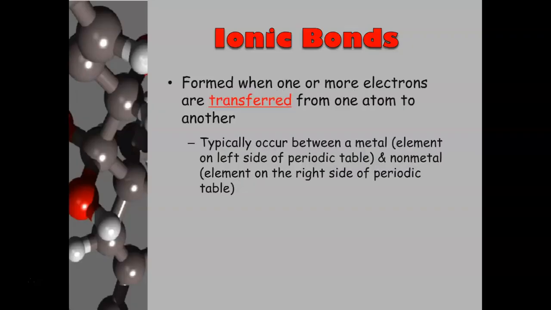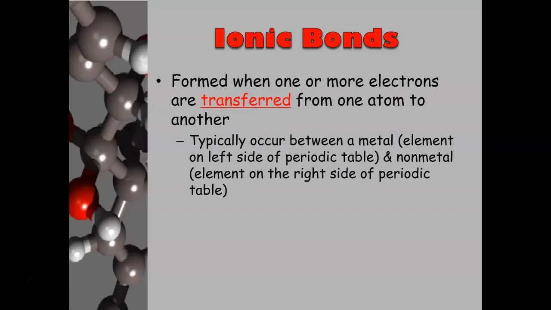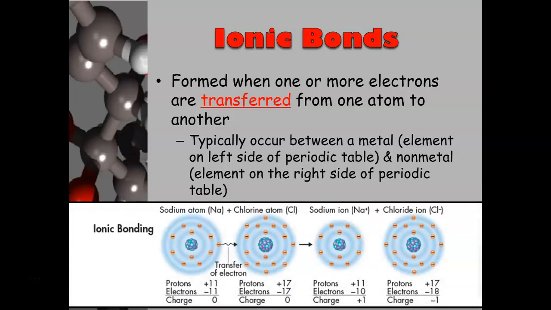So one option for some of the elements on our periodic table is to go through ionic bonding. And when we talk about ionic bonding, we're talking about the transferring of electrons from one atom to another. And typically, ionic bonds happen between a metal, which is on your left side of the periodic table, and a nonmetal on the right side. Something like sodium and chloride, right? So this would be an example.